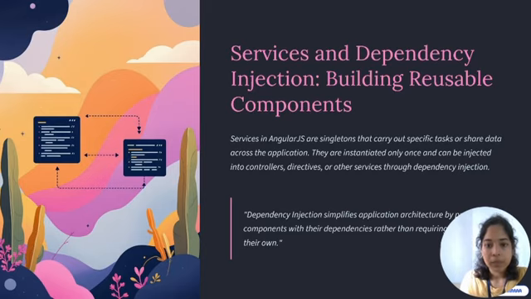Services and dependency injection, building reusable components. Services in AngularJS are singletons that carry out specific tasks or share data across the application. They are instantiated only once and can be injected into controllers, directives, or other services through dependency injection. Dependency injection simplifies application architecture by providing components with their dependencies rather than requiring them to create their own.